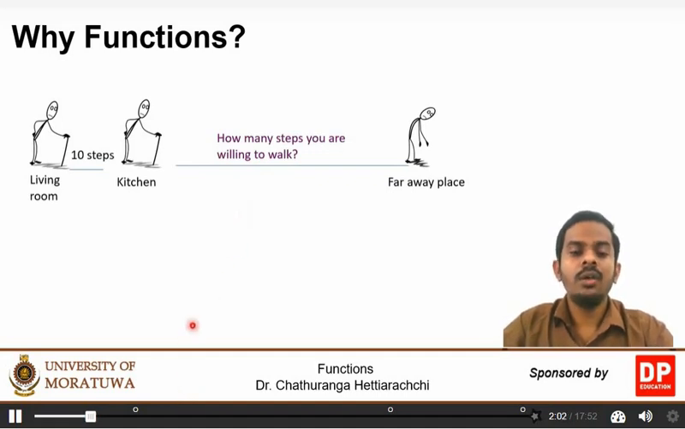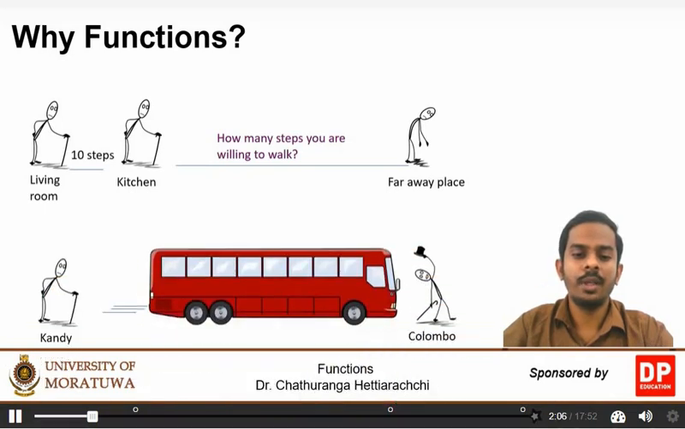In this scenario, you can find an alternative. For example, if you are going from Kandy to Colombo, you can just take a bus. Here, you just get in the bus at Kandy and you get off the bus at Colombo. The effort you put into this journey is significantly less.